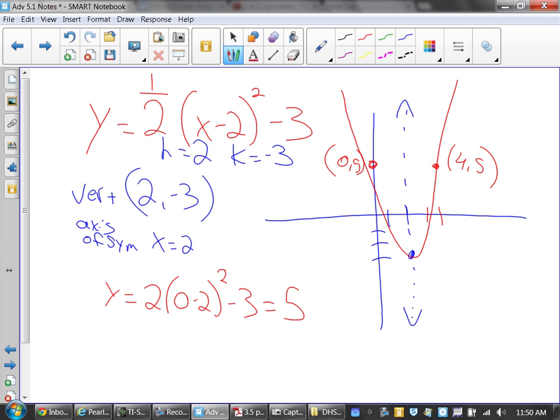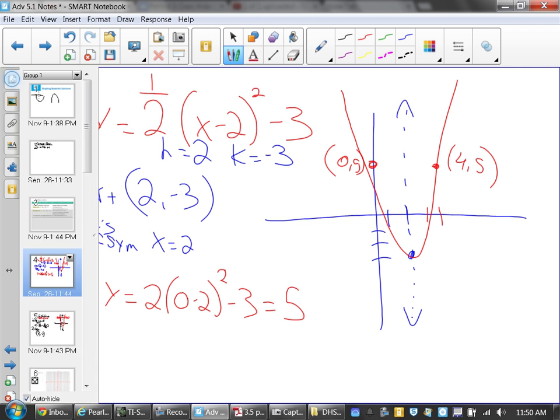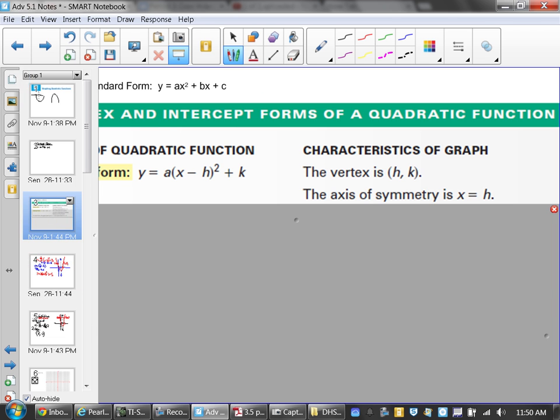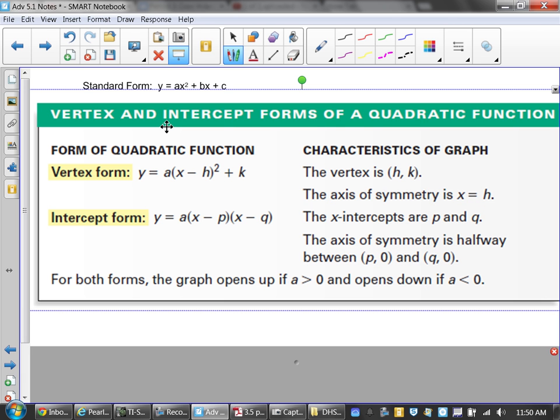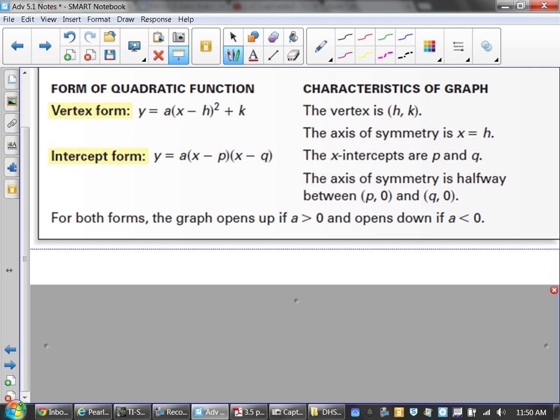All right. Not terrible, is it? The last one is the easiest because you've been using it already. The last one is called intercept form. And this is where you're graphing via the zeros.